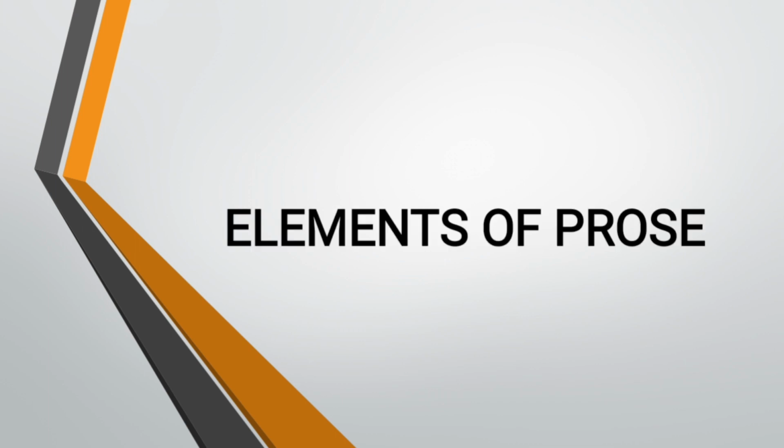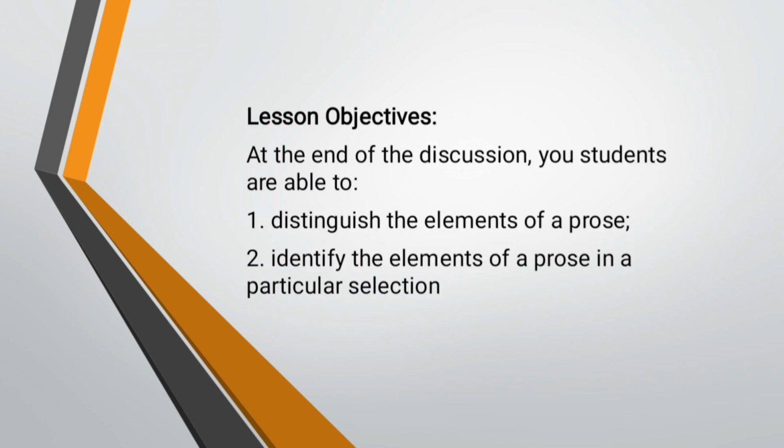Since we are done with the pre-activity, now let's proceed to our lesson for today. It is all about the elements of prose. Lesson objectives. At the end of our discussion, you are able to distinguish the elements of a prose and identify the elements of a prose in a particular selection.